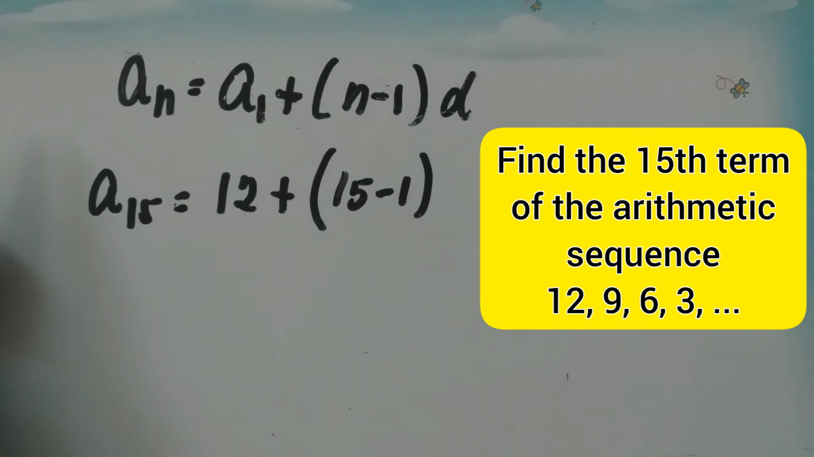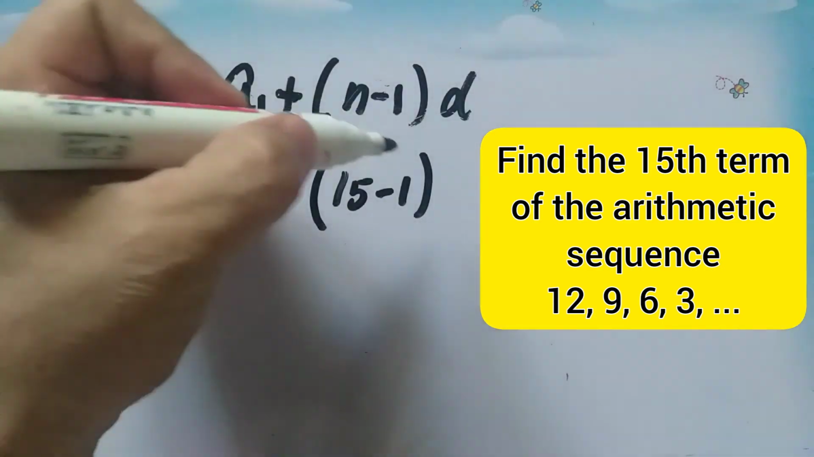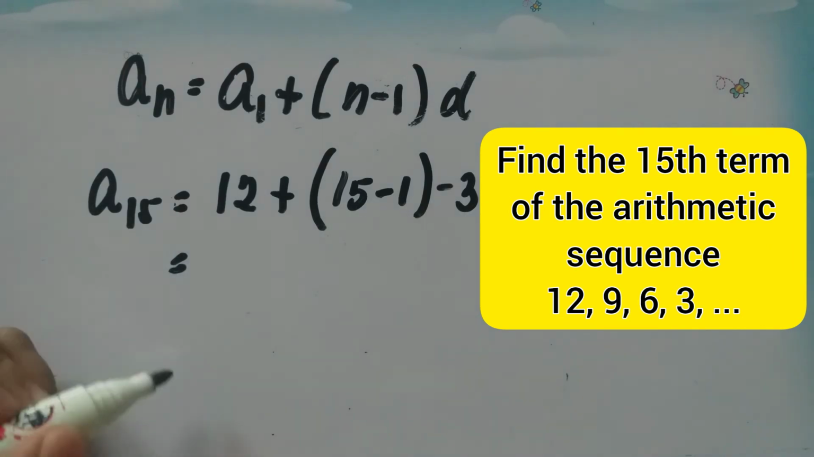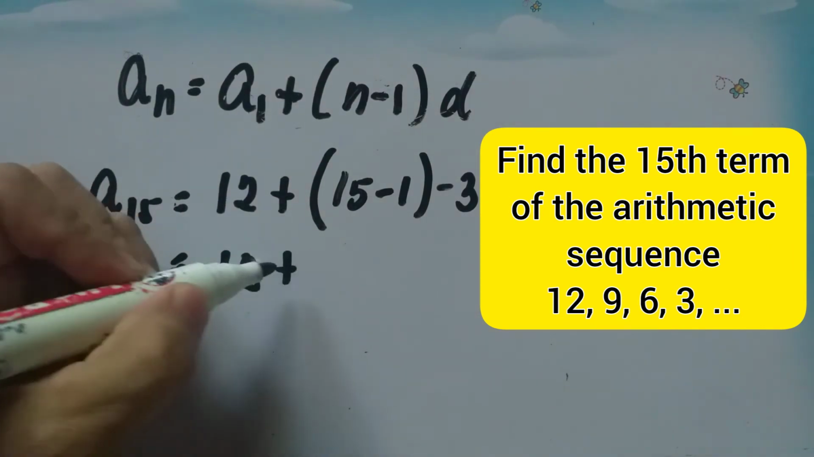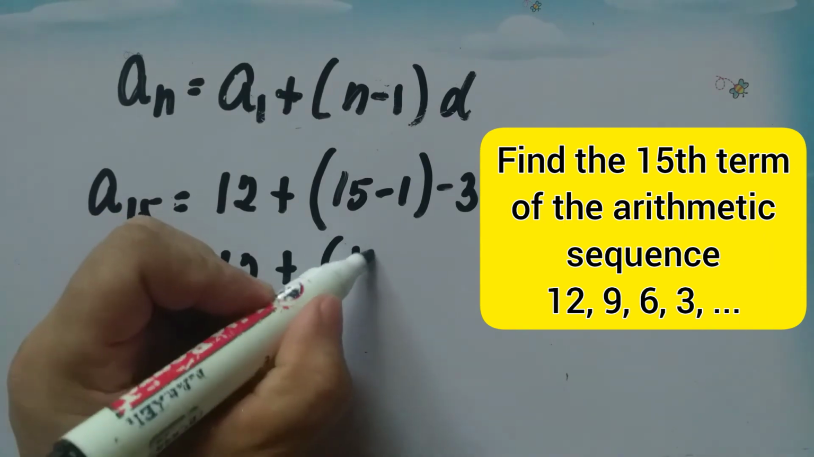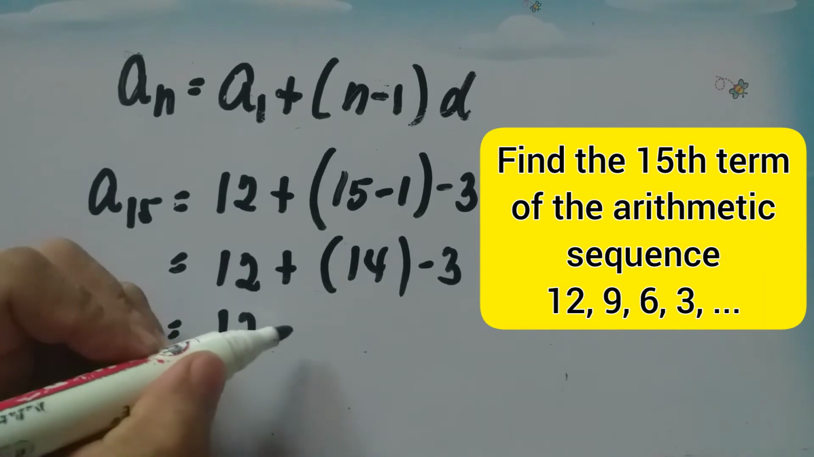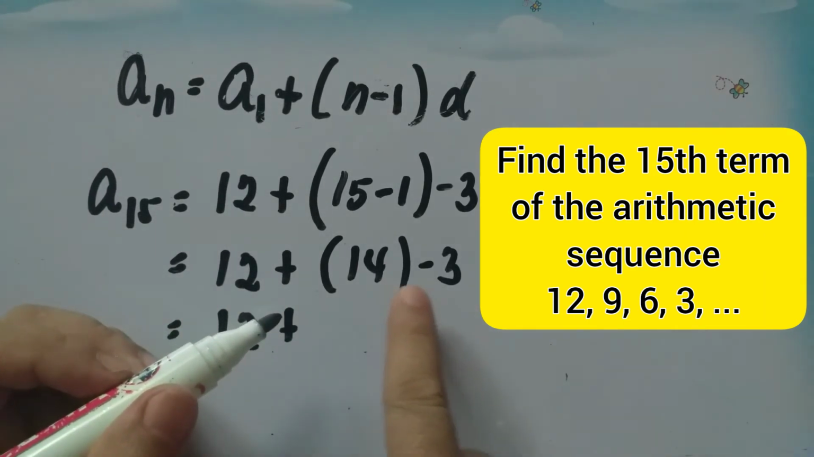By inspection, you will see that the common difference is 3. But here, the given sequence is in decreasing order, meaning from the highest term to the lowest term. Therefore, our common difference here is a negative number. So we have negative 3. So we have 12 plus 15 minus 1 is 14 times negative 3. So we have 12 plus 14 times negative 3.